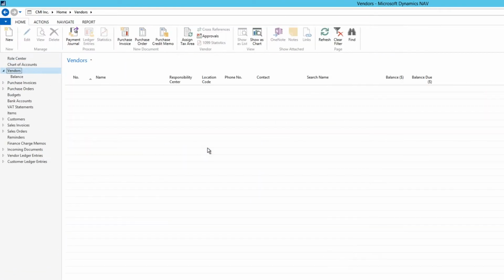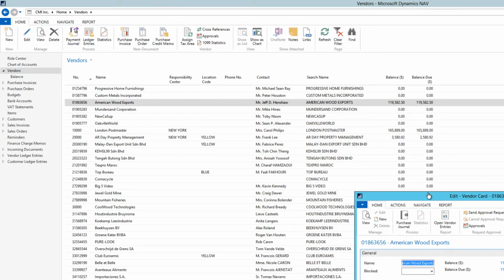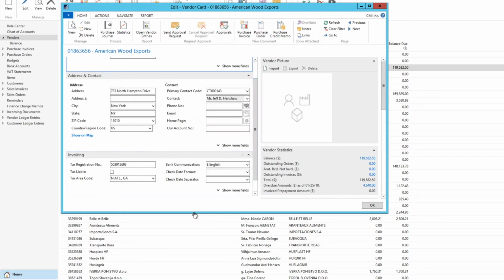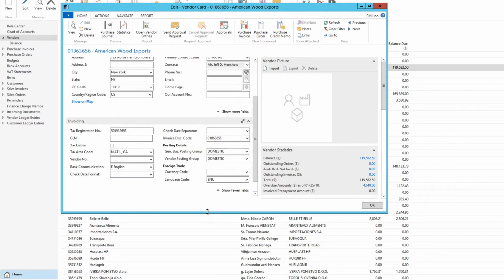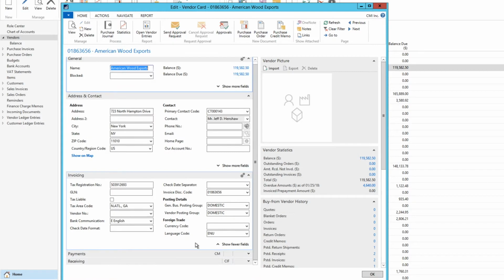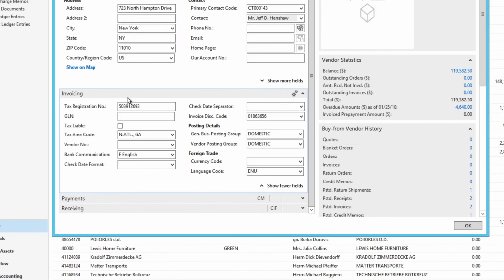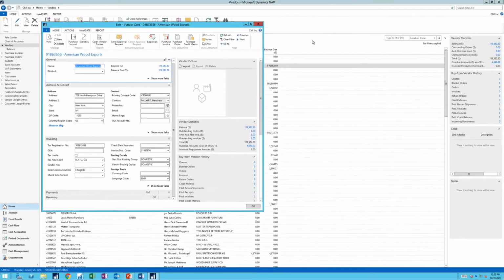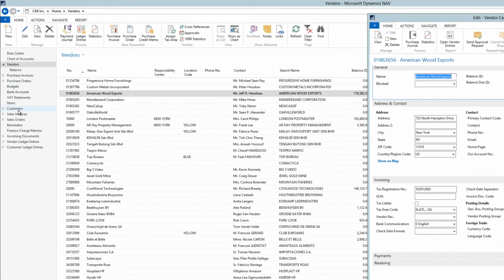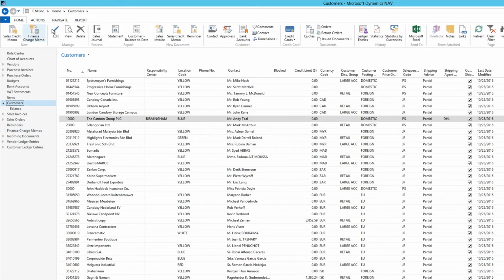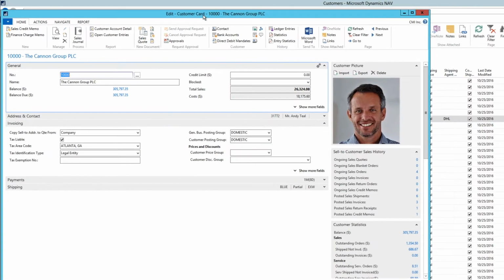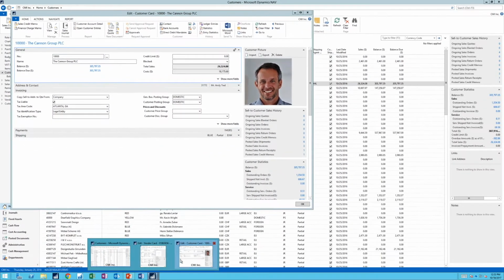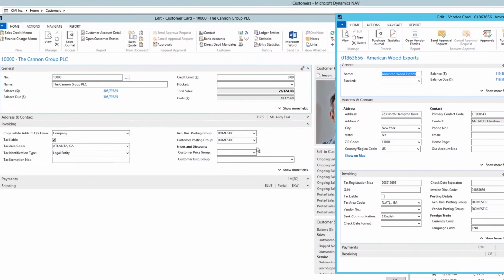If I take a look at vendors, and I open up one vendor right here, you can see that we have, and this is usually underneath, let me just see. Sometimes you have to dig a little bit to find these because they're hidden, because normally the user is not interacting with this. So if I go into invoicing and show more fields, I will see the vendor posting group right here. And you can see that that has been set. I'm going to throw this one to the side and take a look at the customers. I look at the Canon group. And here you can see something called customer posting group under invoicing again. So for vendors, I have the vendor posting group, and for customers, a customer posting group.